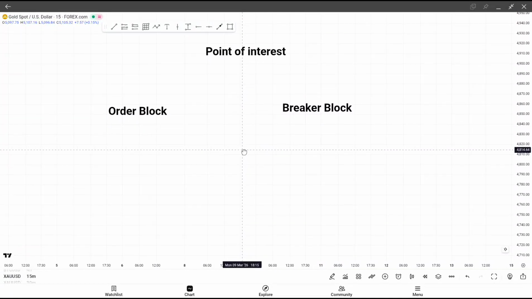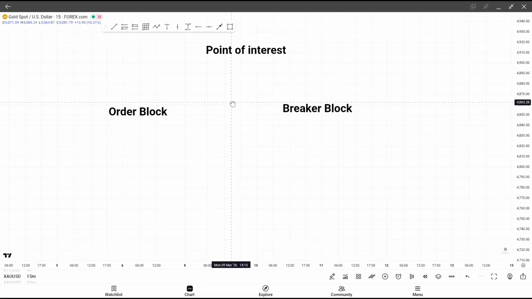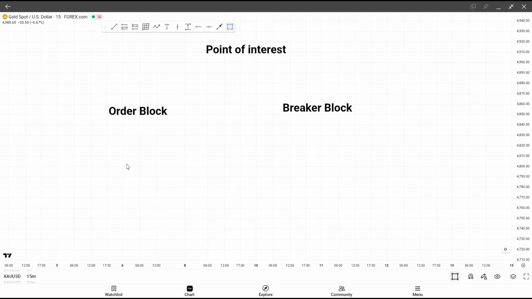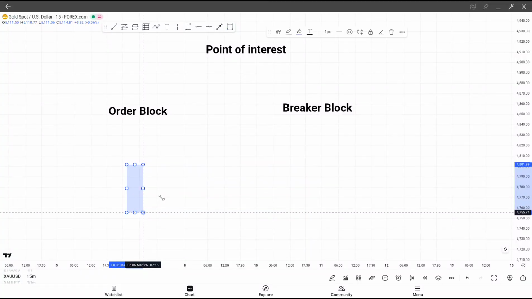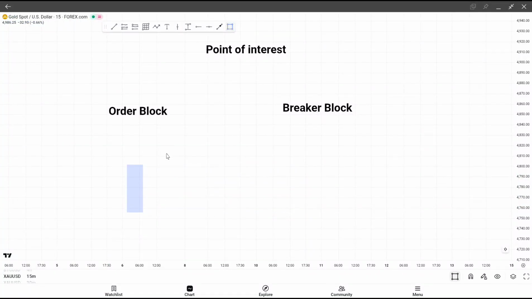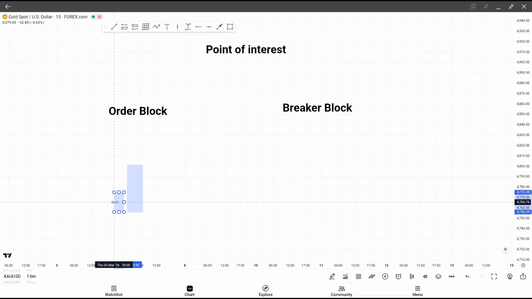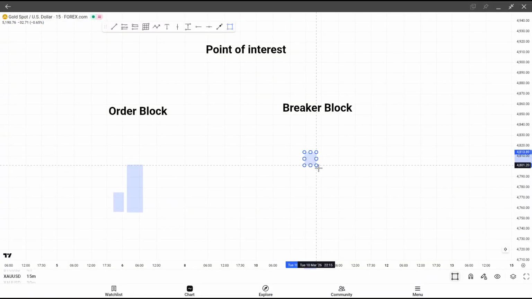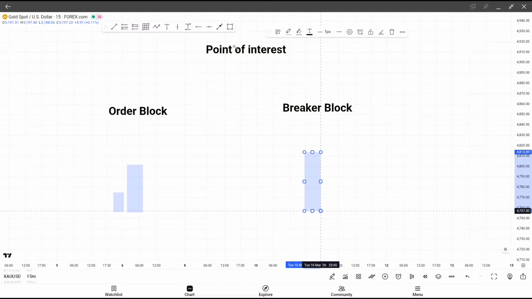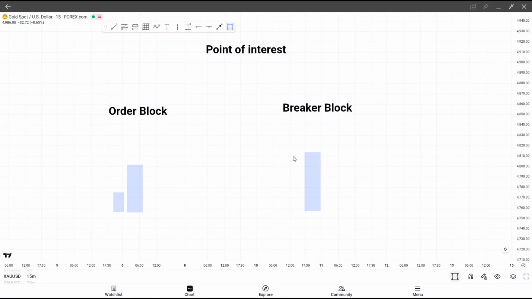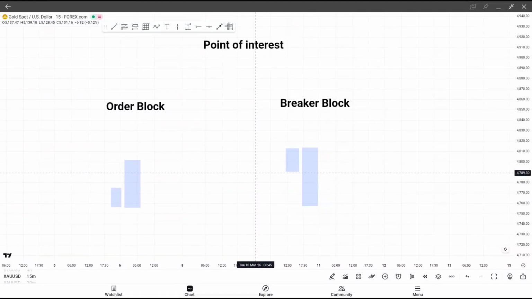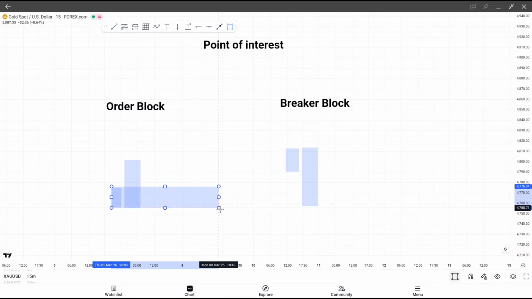Okay, pay attention guys, this is very important. How does the order block look like? The order block looks like this. You see a bullish candle engulfing a bearish candle. A breaker block, you see a bearish candle engulfing what? A bullish candle. So this is what we call an order block. This is what we call a breaker block.